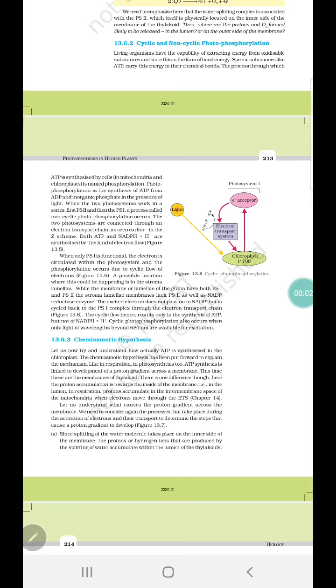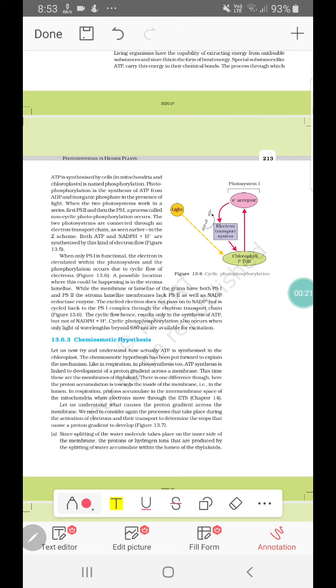Hello students, in this lecture video I'll be telling you about the photophosphorylation concept and the chemiosmotic hypothesis. So let's get started. So far we have looked into photophosphorylation, that is the Z scheme, in the previous lecture, that is non-cyclic photophosphorylation. Today what I'll be telling you is cyclic photophosphorylation.